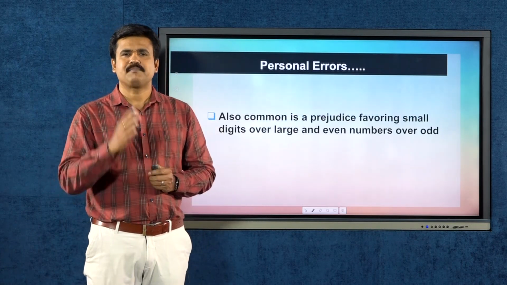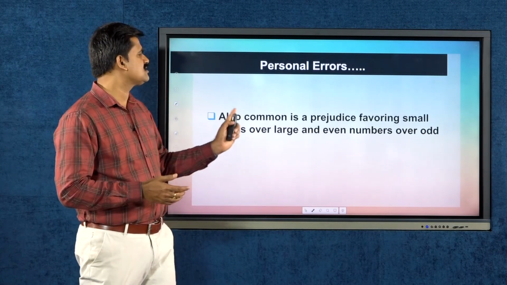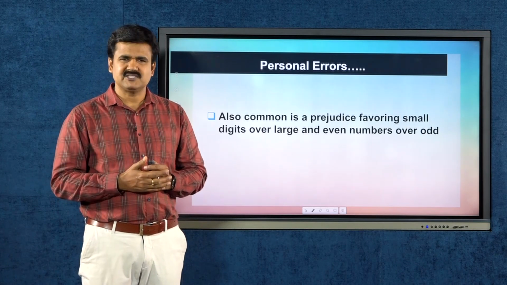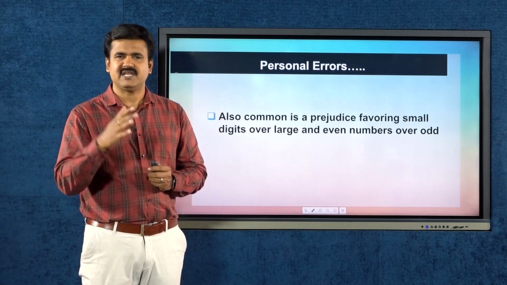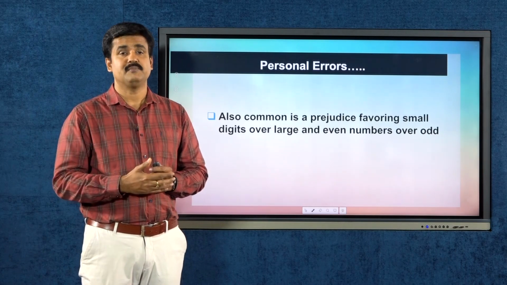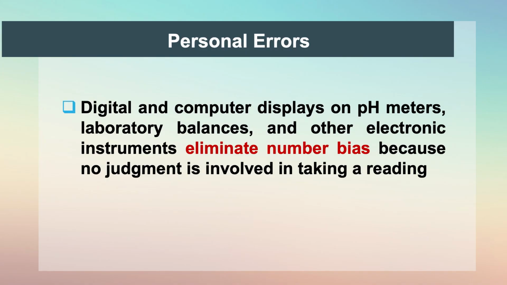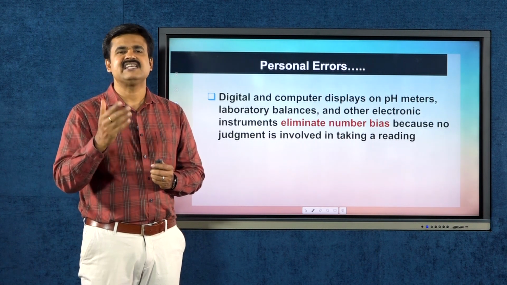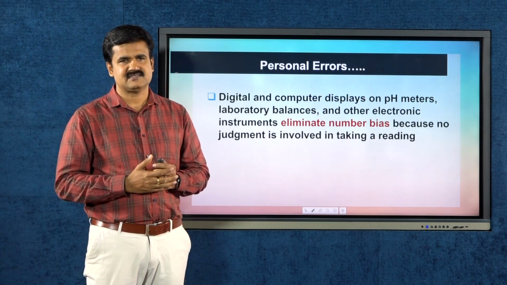Also common is a prejudice favoring small digits over large and even numbers over odd. This kind of prejudice may also lead to number bias, which again leads to personal errors. Digital and computer displays on pH meters, laboratory balances and other electronic instruments eliminate number bias because an analyst need not take a reading, as the instrument directly gives the values of the analysis.